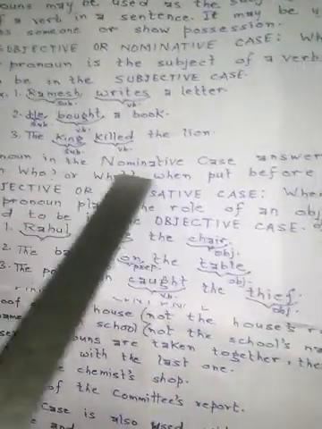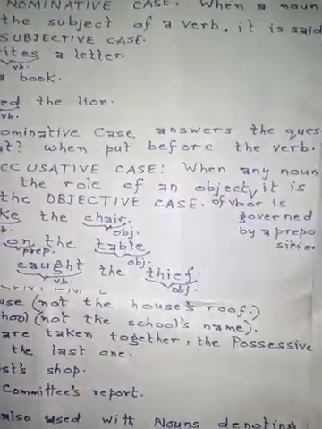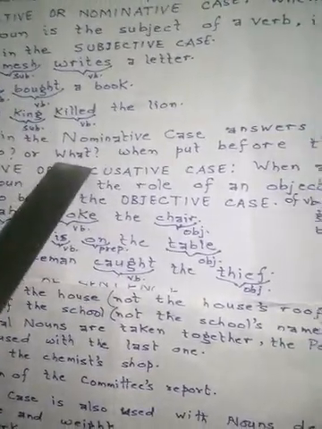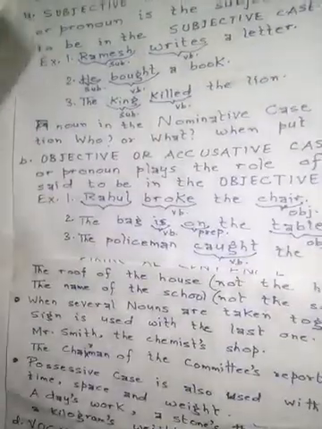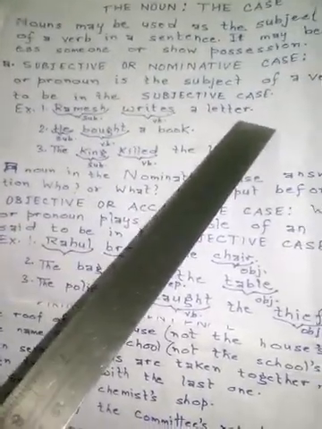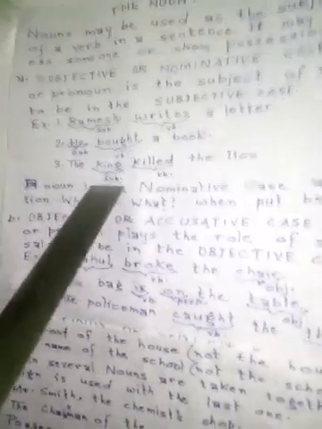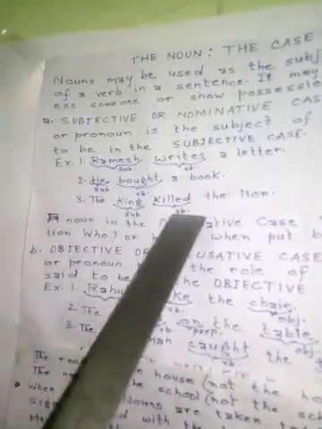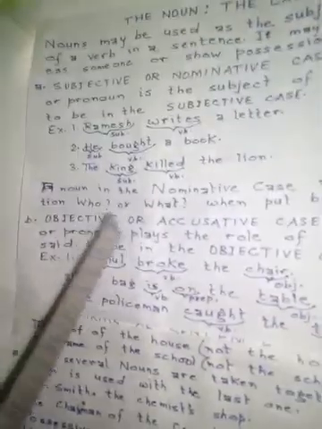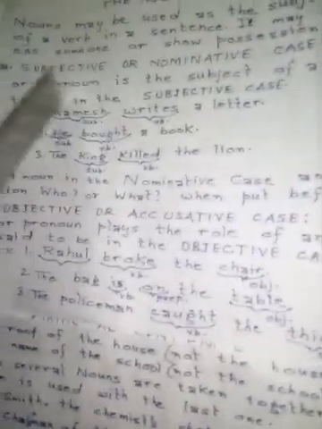A noun in the nominative case answers the question who or what when put before the verb. Now let's put a question before the verb in all the three examples. Who writes a letter? Ramesh writes a letter. Who bought a book? He bought a book. Who killed the lion? The king killed the lion. So we are getting the answers of the question who. And that's why these subjects are said to be in the subjective case.